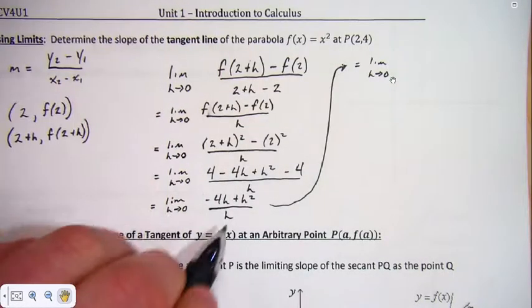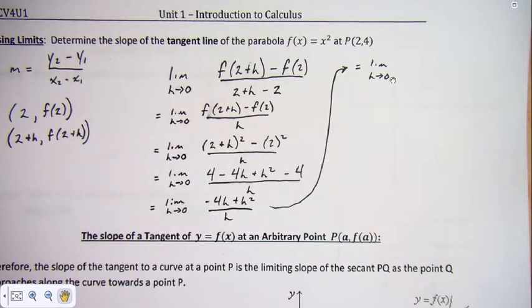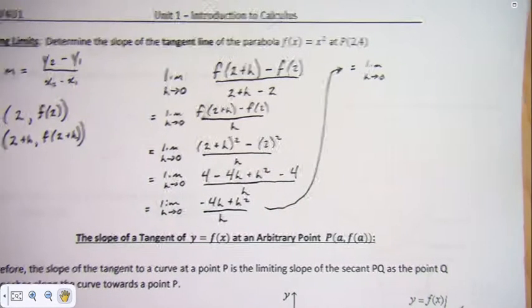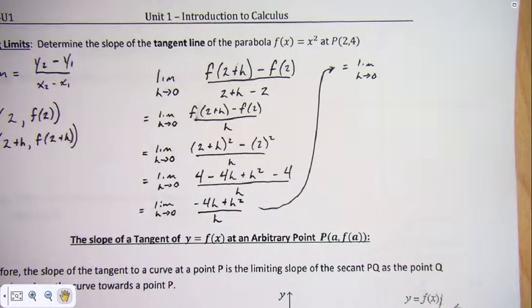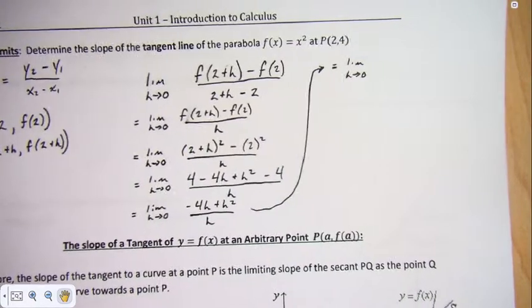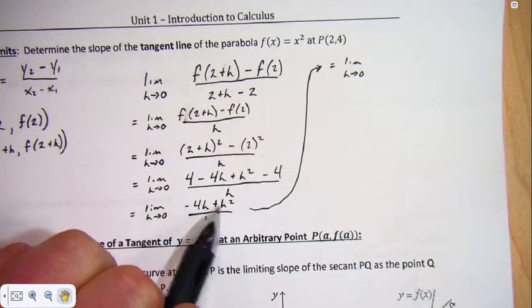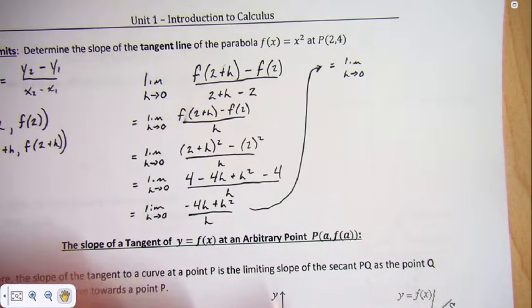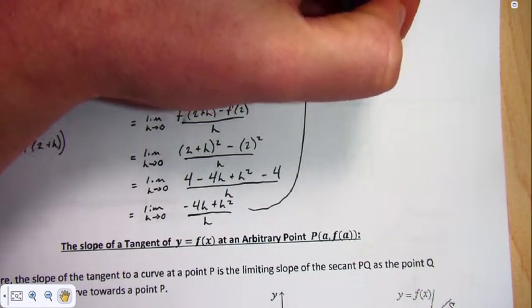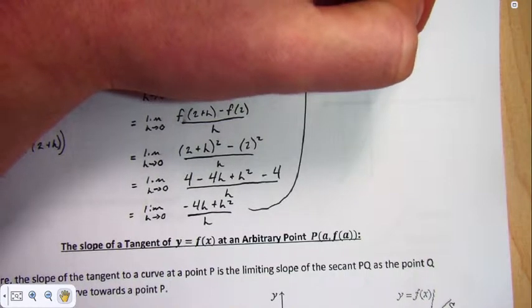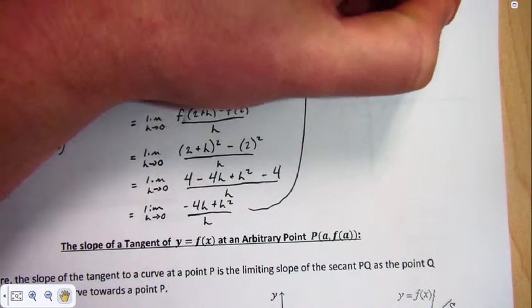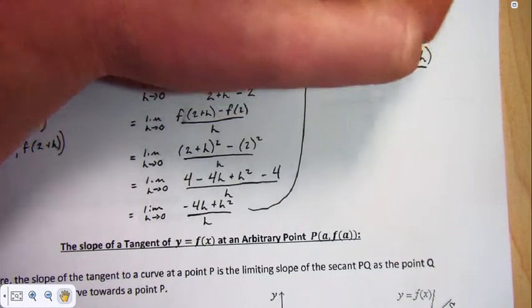And what we're going to do is look at this, and the method, I don't remember which method number it was, to be honest, but you'll notice that we can actually factor out an h from the top. So what we'll do is write h, and we'll have minus 4 plus h all over h.